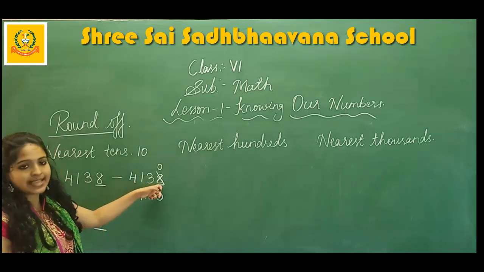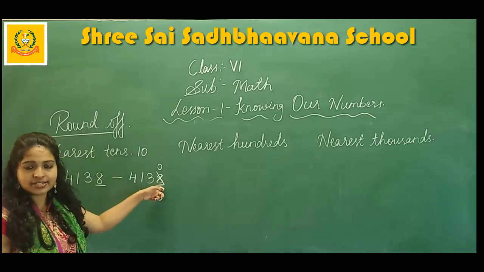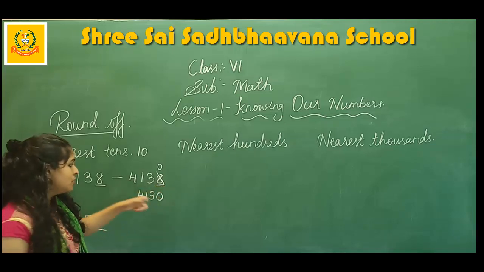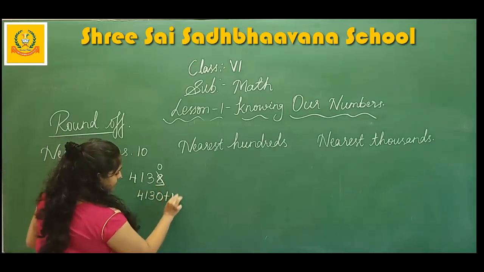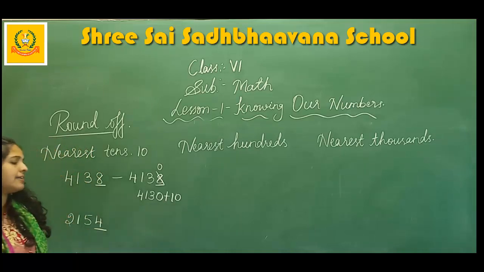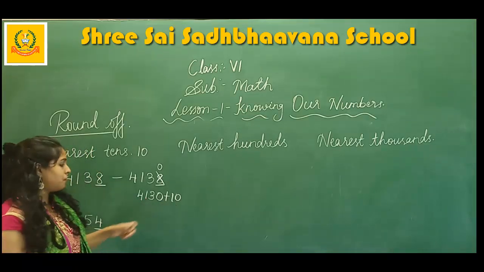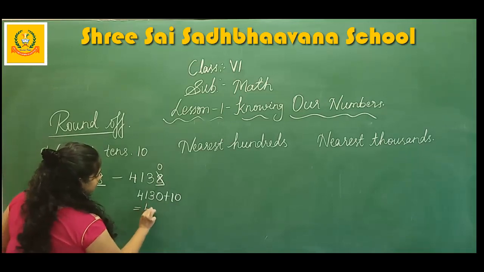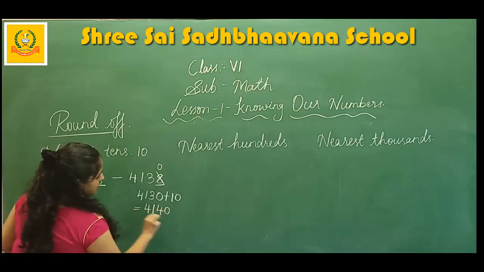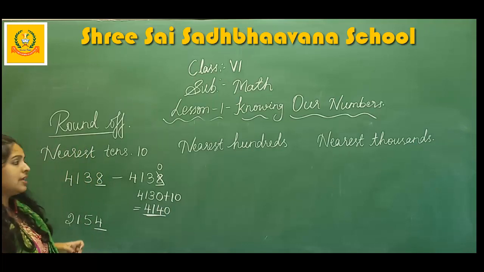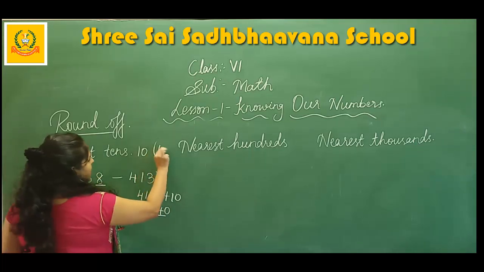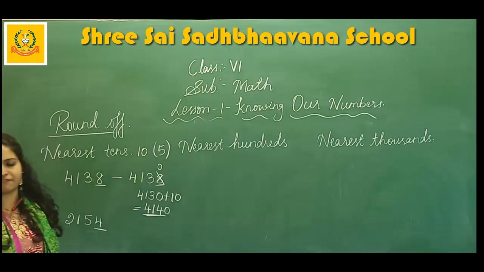See, the last digit is 8. Is it more than 5, children? Yes, it is more than 5. So, I have to add 10 here. What do I have to do? I have to add 10. 4,130 plus 10, 4,140. Understood now?